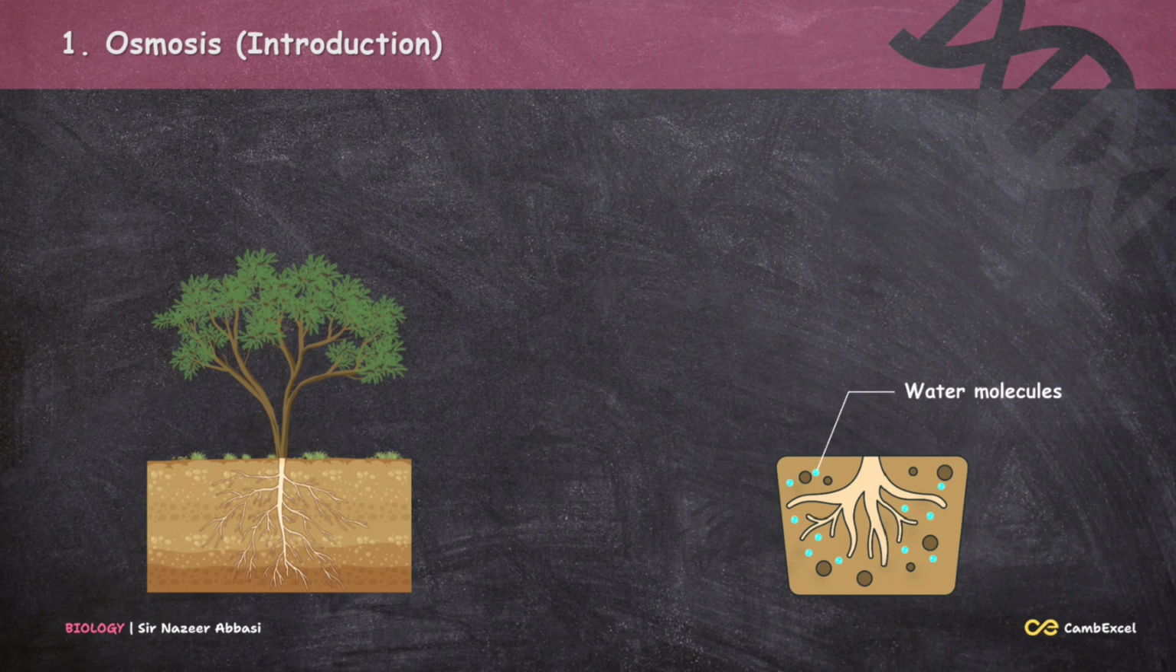Amazingly, plants do not have any mechanical pumps or motors to absorb water. So how does it happen? How do plants absorb water? The answer is osmosis. Osmosis does all the work silently and efficiently, and it allows plants to transport water from roots to the leaves, defying gravity.